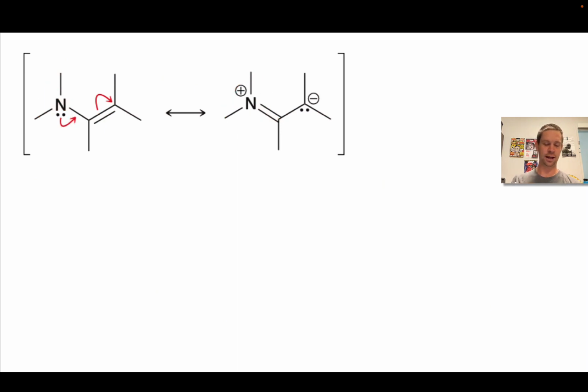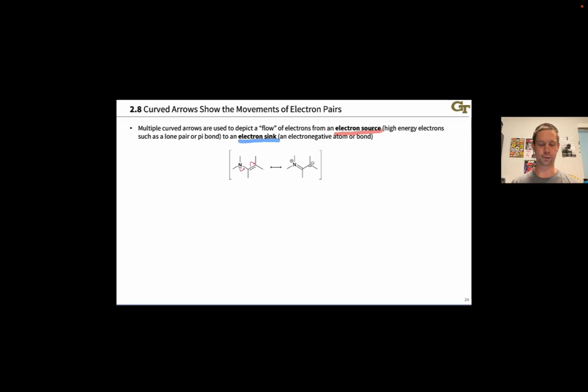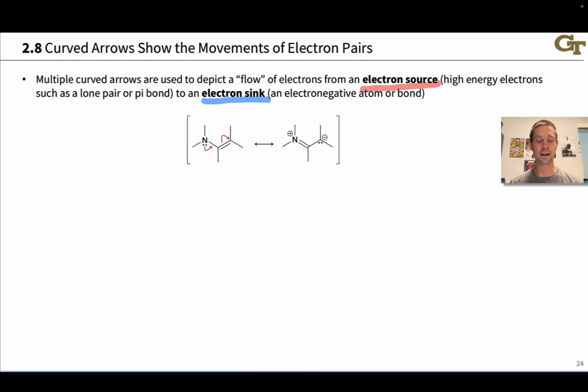Sorry, I said that backwards. In converting a lone pair into a bond, we increase the formal charge by 1 unit. In converting a bond into a lone pair, we decrease the formal charge by 1 unit. This is a general pattern that you'll see, and it falls out of the electronic bookkeeping associated with curved arrows.